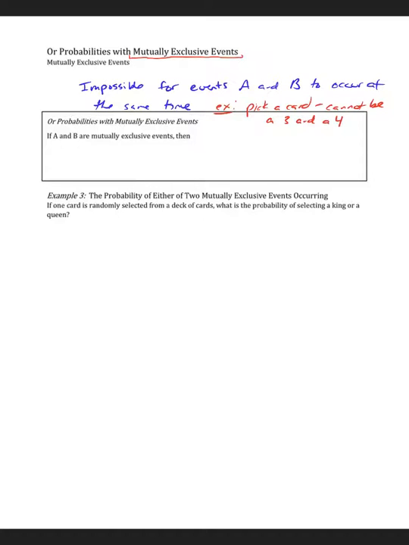So when we're finding the probability of these mutually exclusive events, we want to find the probability of event A occurring or event B occurring. What we have to do is take the probability of event A and add it to the probability of event B. So let's look at an example here. If one card is randomly selected from a deck, what is the probability of selecting a king or a queen?